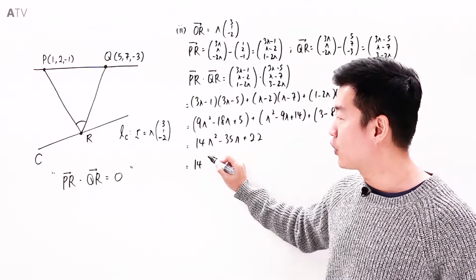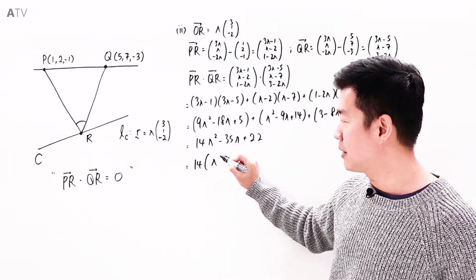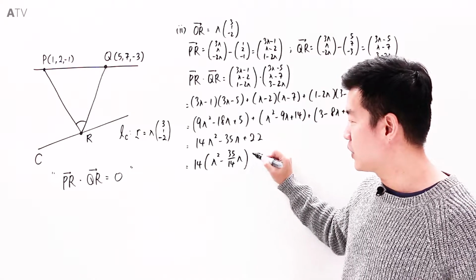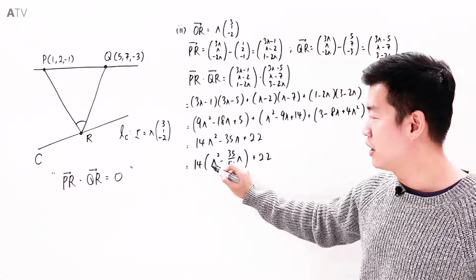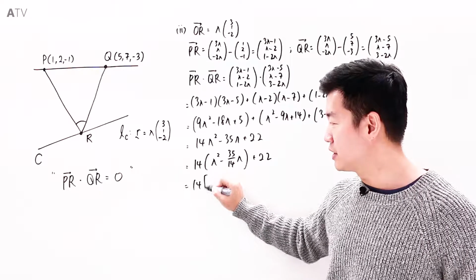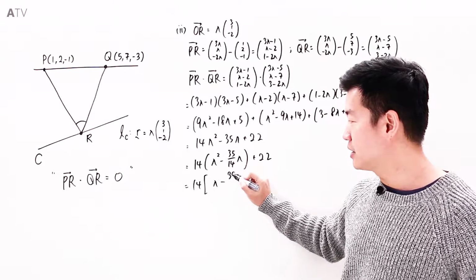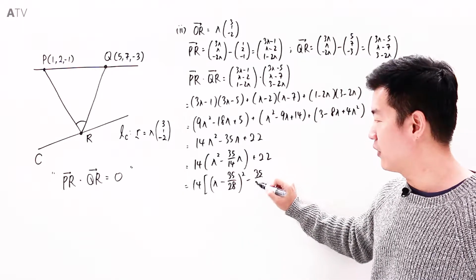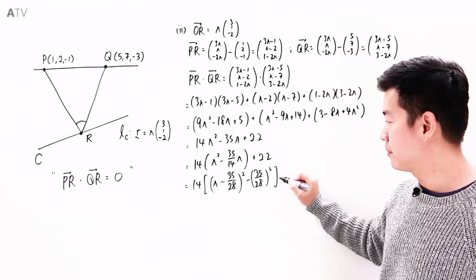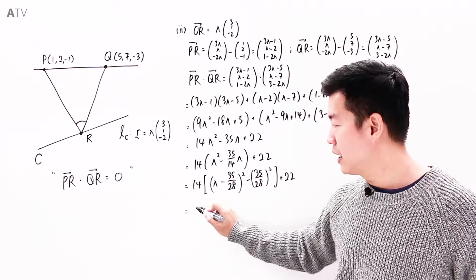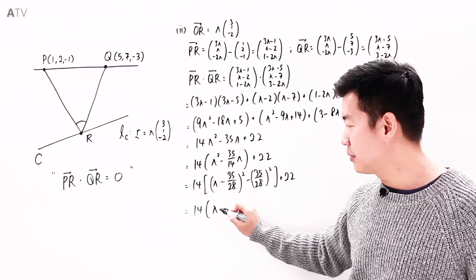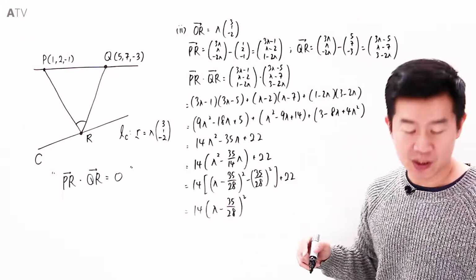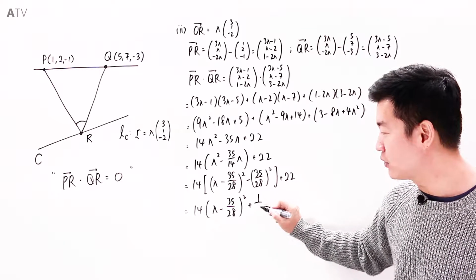Let me factorize out 14, which will then give me lambda square - 35 over 14 lambda within the bracket here plus 22. I'm going to complete the square for this, which will be (lambda - 35 over 28) square - (35 over 28) square + 22. This will be 14 (lambda - 35 over 28) square. Evaluating the rest is going to give me a plus 1 over 8 here.